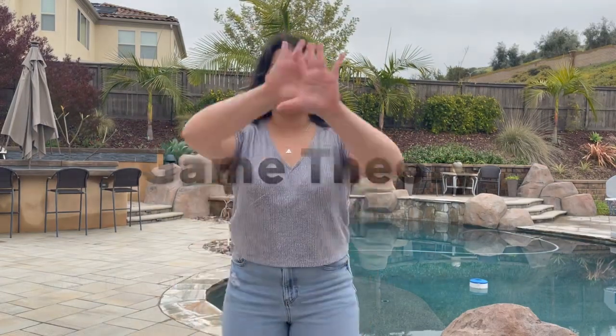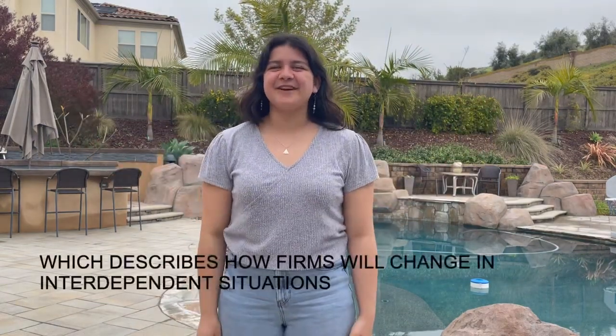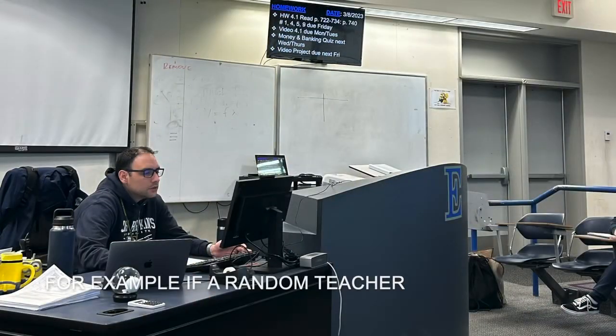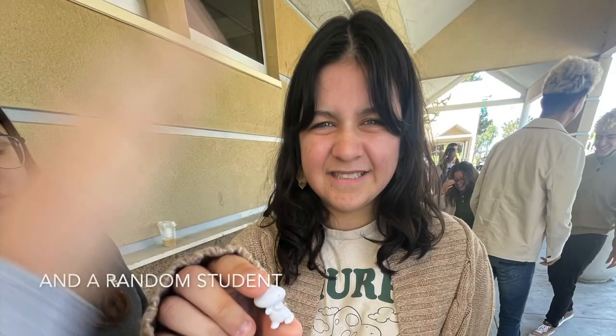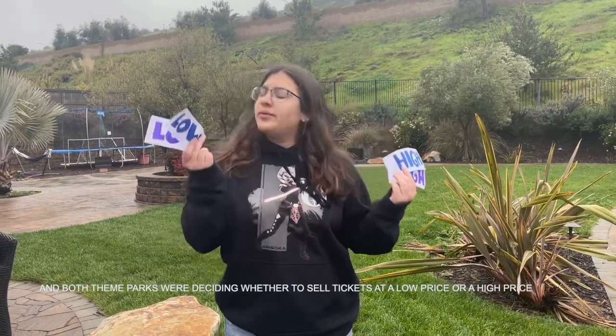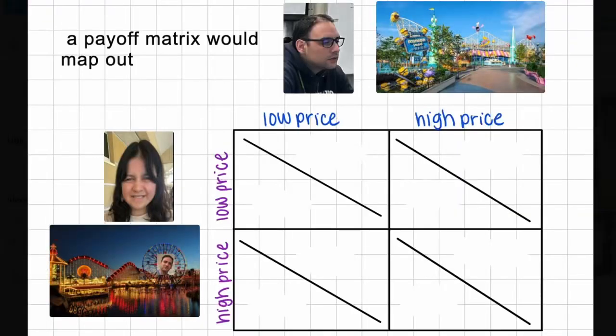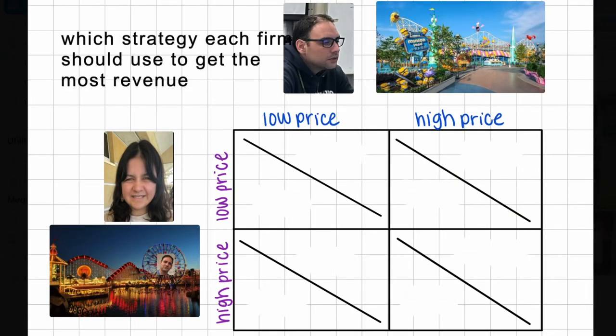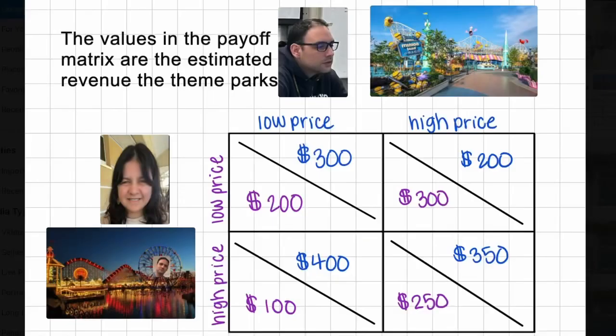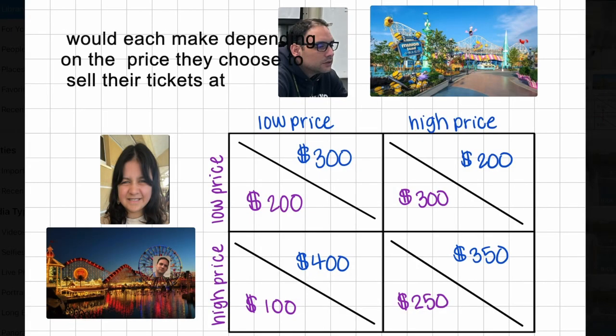Because an oligopoly is made up of so few firms, what one firm does will affect the profits of another firm. This study of firm behavior is part of game theory, which explains how firms will change in interdependent situations. For example, if a random teacher wanted to open a theme park and a random student also wanted to open a theme park, and both theme parks were deciding whether to sell tickets at a low price or a high price, a payoff matrix would map out which strategy each firm should use to get the most revenue. The values in the payoff matrix are the estimated revenue the theme parks would each make depending on the price they choose to sell their tickets at.